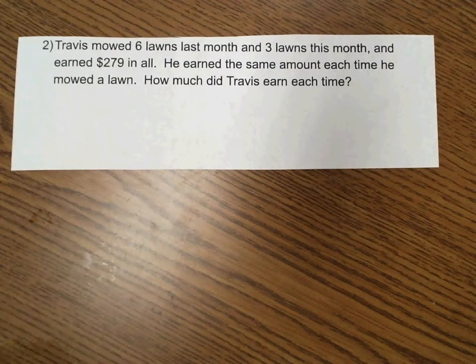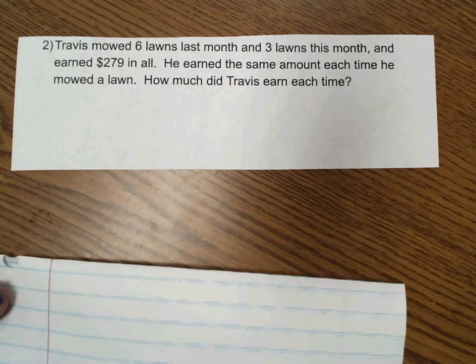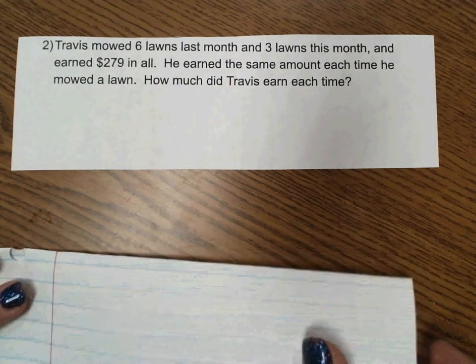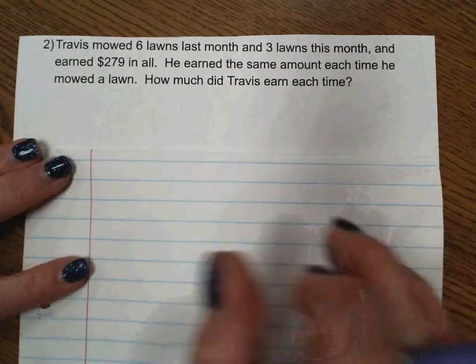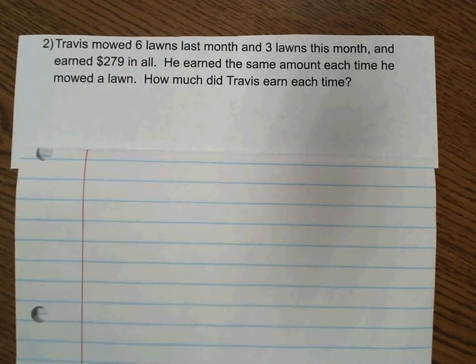Let's look at a second example. We've got Travis mowed 6 lawns last month and 3 lawns this month and earned $279 in all. He earned the same amount each time he mowed a lawn. How much did Travis earn each time? So again, please pause the video and go ahead and solve it, and then when you're ready to listen to the solution, go back and press play.